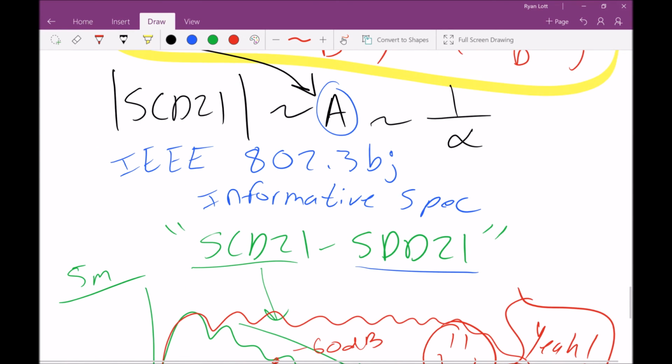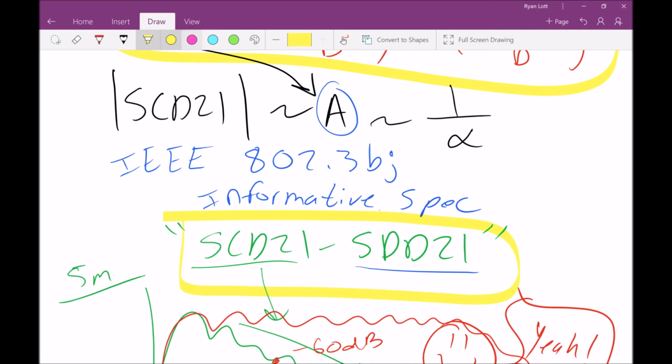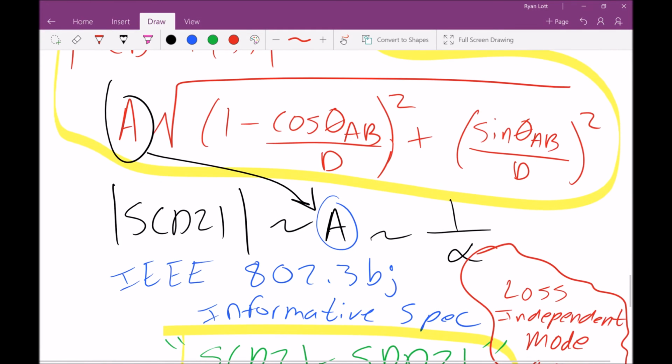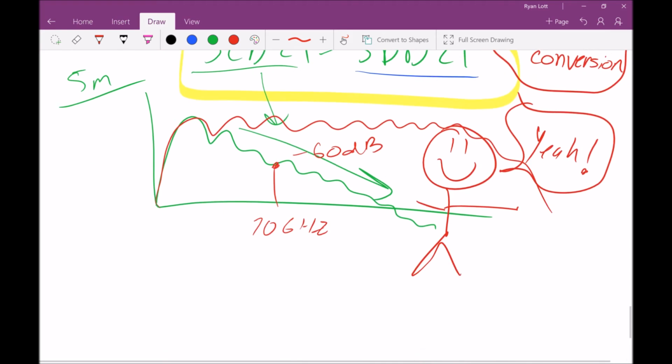So that is why in the IEEE spec, they're using this as an informative spec. They're not just focusing on SCD21, they're focusing on what I like to call loss independent mode conversion. Okay, so now we know why that's taken into account.